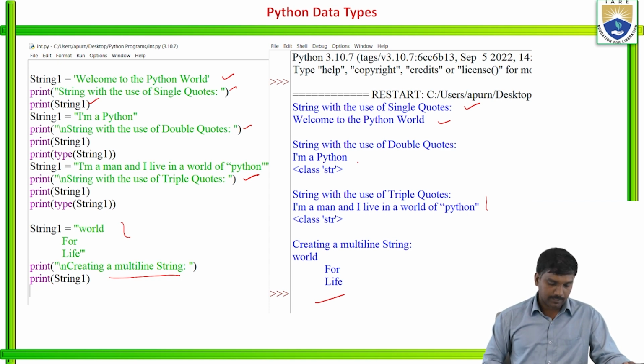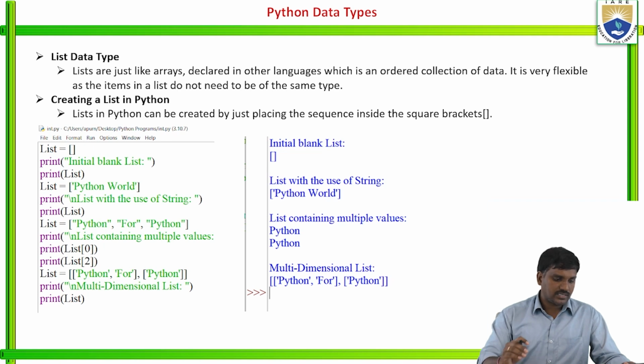Next, the list data type. Creating a list in Python: what are lists? Lists are just like arrays, a combination of numbers, as declared in other languages. A list is an ordered collection of data. It is very flexible, as the items in a list do not need to be of the same data type.